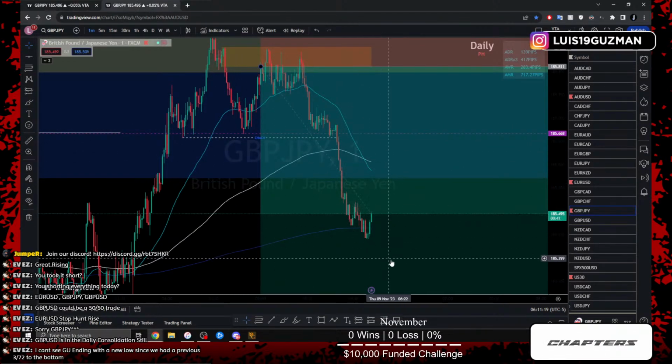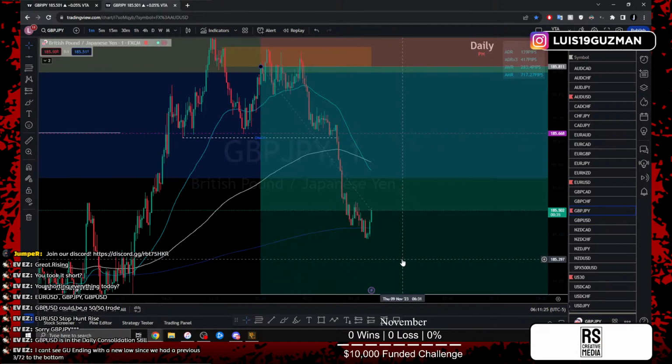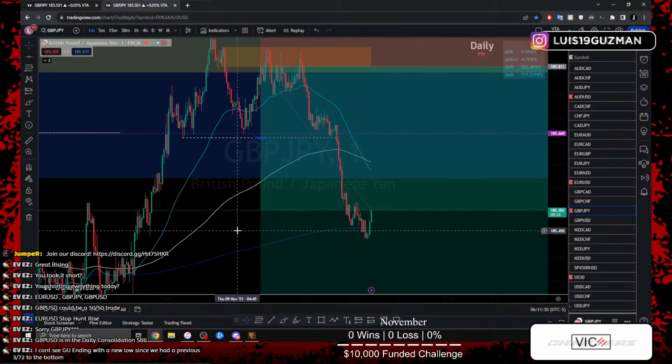Lower low, lower high, lower low. Again, I'm looking for an engulfing green candle or for a change of character in the 1 minute time frame to cash out of the trade. Instead of waiting for price to go up to break even, I'll just cash out with what I have left running. Can't see GU ending with a new low since we had a previous 372 to the bottom.